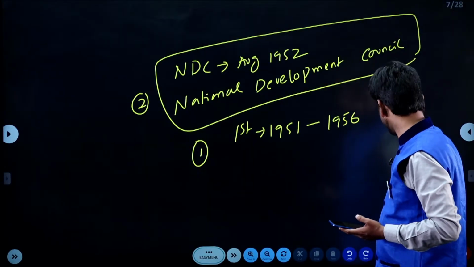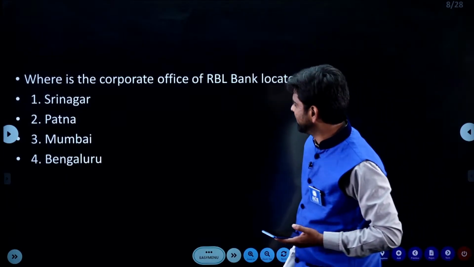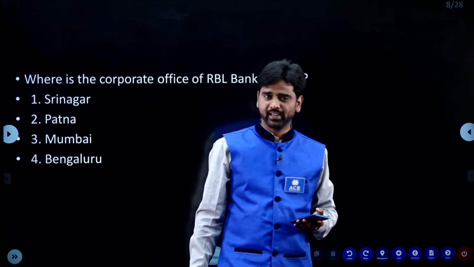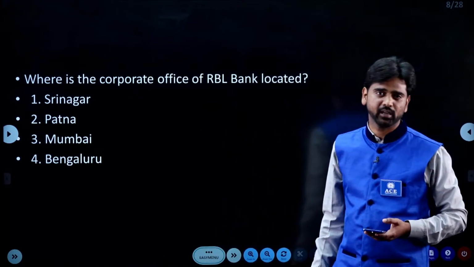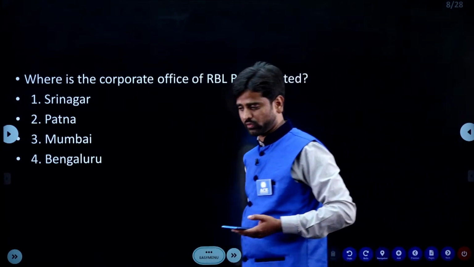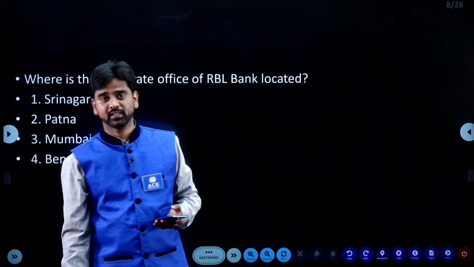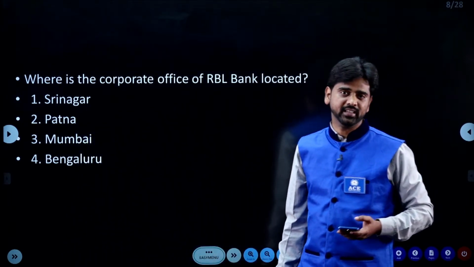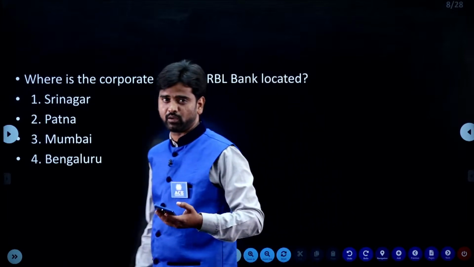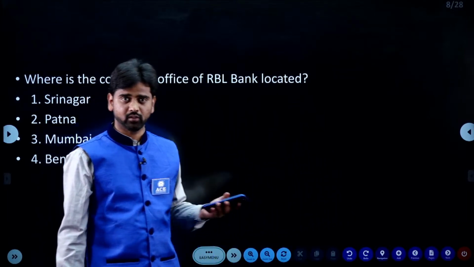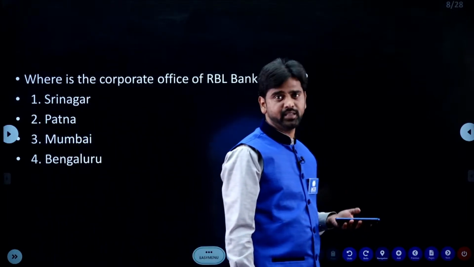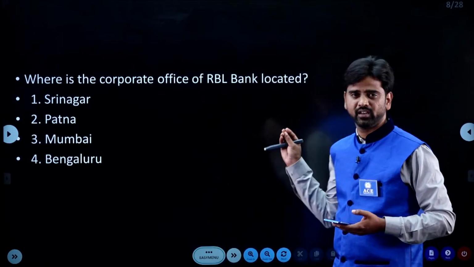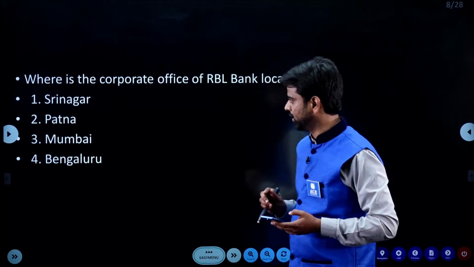And the third question: where is the corporate office of RBL located? This is a direct question, guys, as I clearly mentioned. Once again I'm repeating: if you observe this general awareness question paper, the bits are mainly direct and easy. He is mainly focusing on appointments, headquarters, reports, schemes, and obviously data, facts and years. He is asking in a very simple manner, guys, so mainly focus on this.